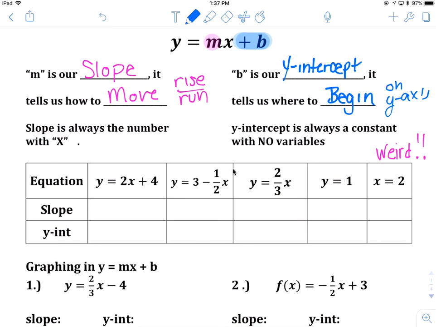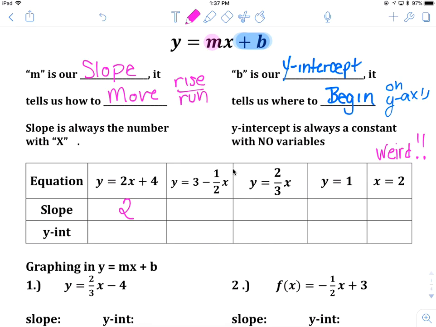Okay? So in order to graph it, we have to make sure that we can recognize our m and b. So our slope is always going to be the number with x. If I look at this first row, the slope is the number with x. It's not the x, it's just the number with it. So my slope would be 2. Don't write the x, just write the m.